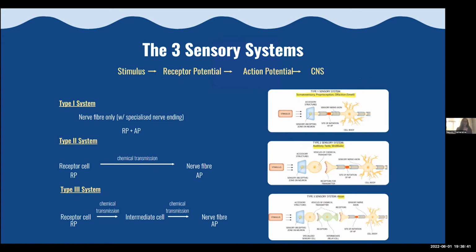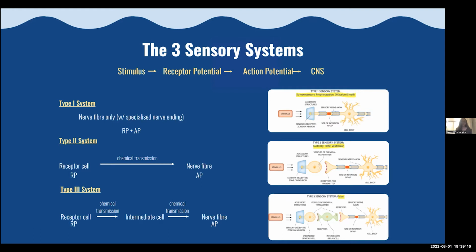Okay, so we have 3 different sensory systems, and pretty much all of them will convert a stimulus into a receptor potential. That will be converted into an action potential, and then that action potential will travel to the CNS. So the type 1 system, we have just one nerve, and that nerve has a specialized nerve ending, which will generate a receptor potential at the nerve ending. And that same nerve will then produce an action potential, which will travel to the CNS.